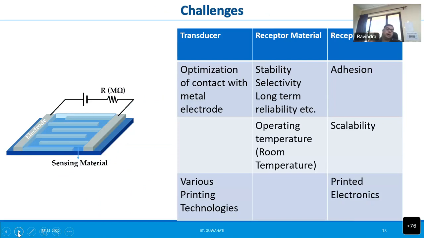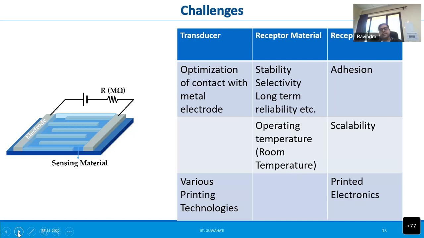What I mean by that: for example, if you are making some sensing material by some chemical means, say a film by spray pyrolysis or some other means, on a transducer which you have already fabricated on a Si/SiO2 substrate, the percolation path that is formed might land you at very high resistance, but it should not be the case. If you form your film in a better way or optimize the transducer, there should be good contact between the sensing material and the electrode.